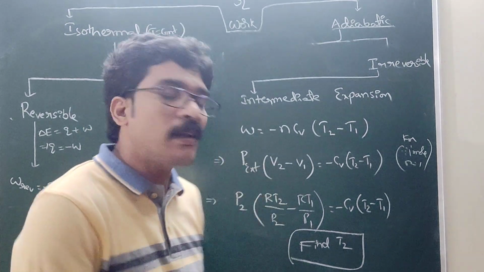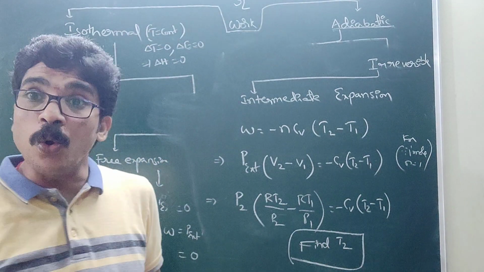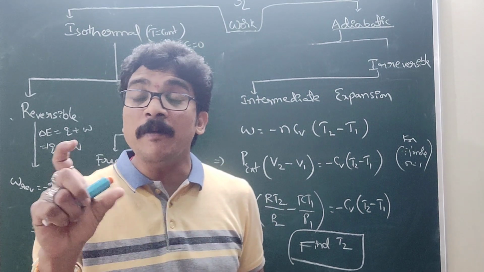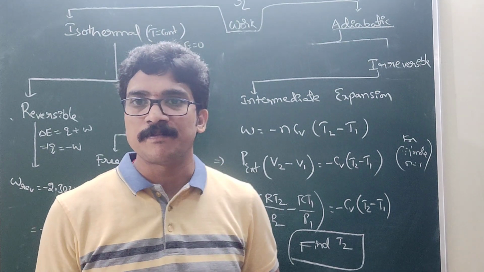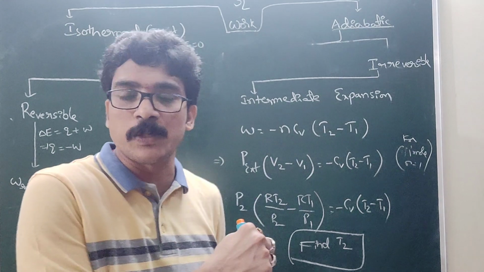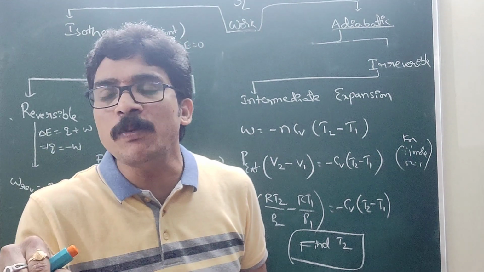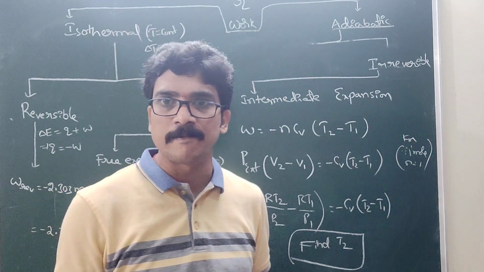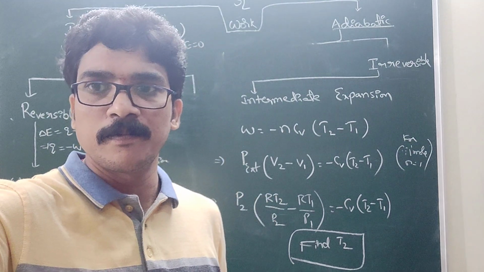But that T2 is calculated in this manner. Don't write TV power gamma minus 1 is equal to constant, because the process is irreversible. Suppose the process is reversible, T2 can be calculated only by using the gamma terms. Okay, is it clear?